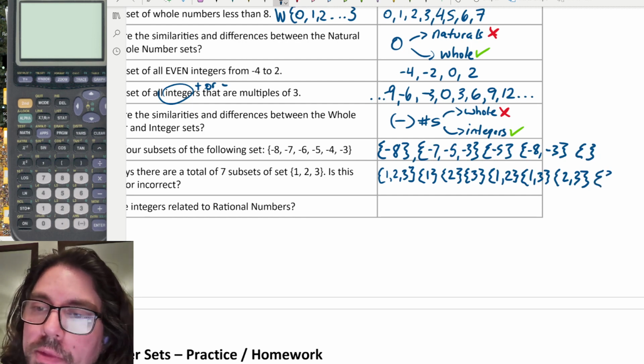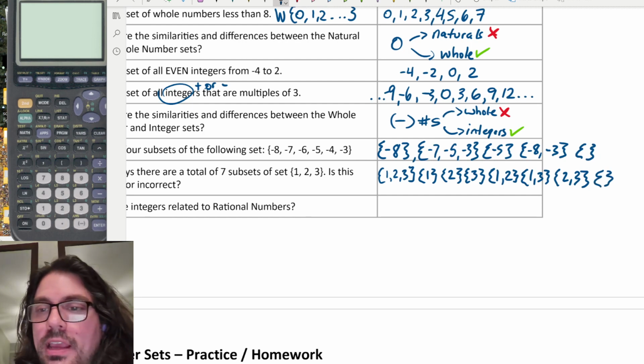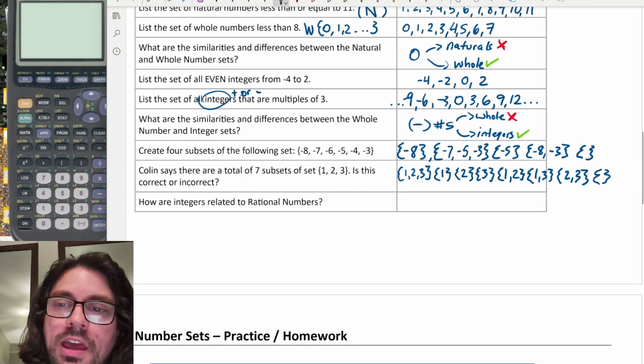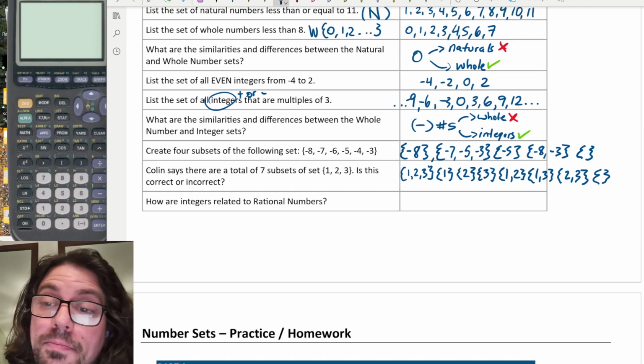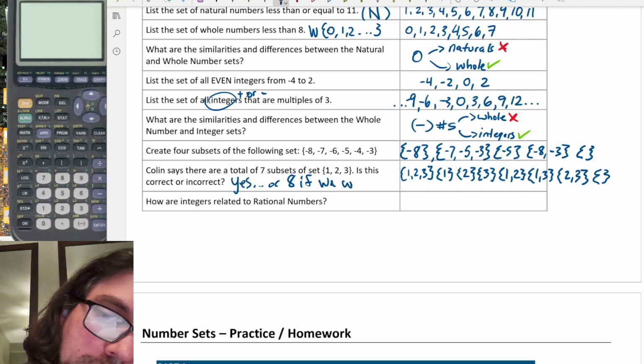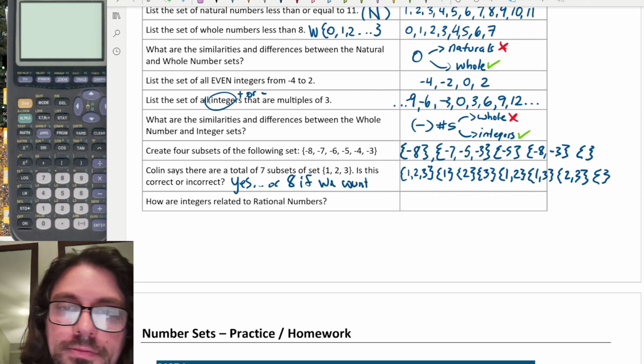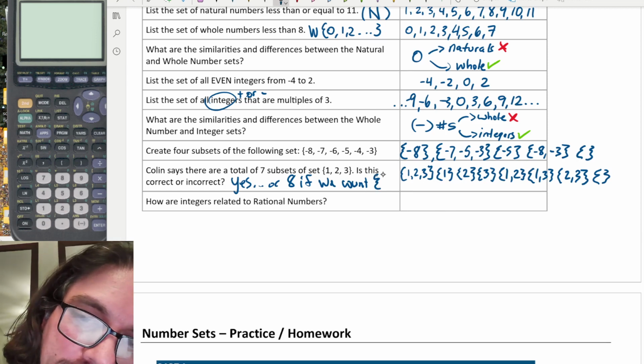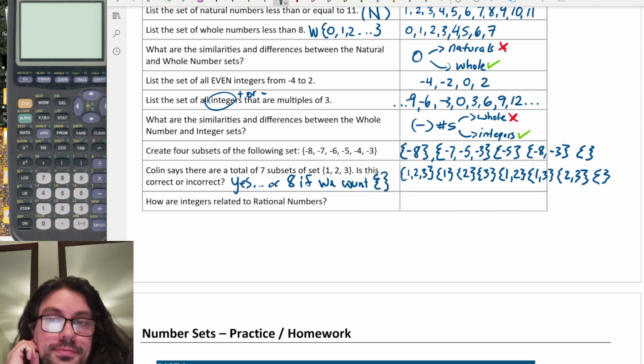I would make the argument that an empty set is also a subset of it. I'd have to ask Mr. Kelford what he thought of that, but I think that actually would be true. So yes, 7, or 8 if we count an empty set. And the empty set is sometimes called the null set.